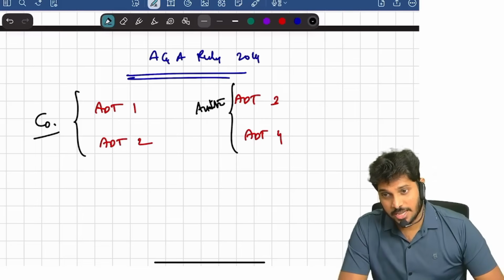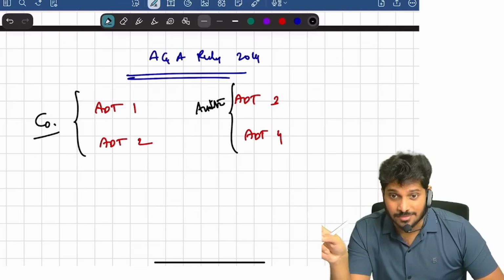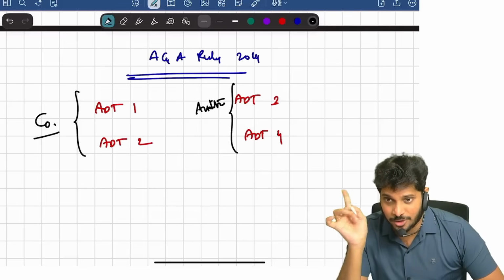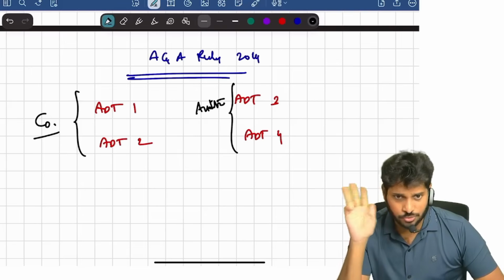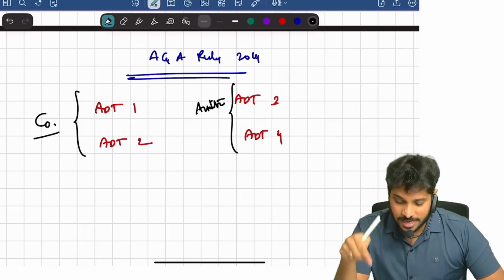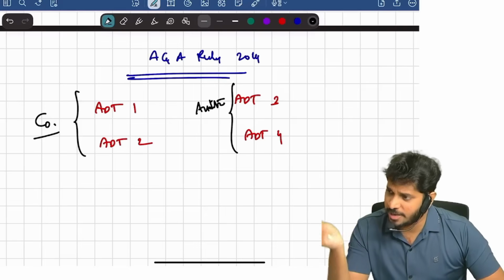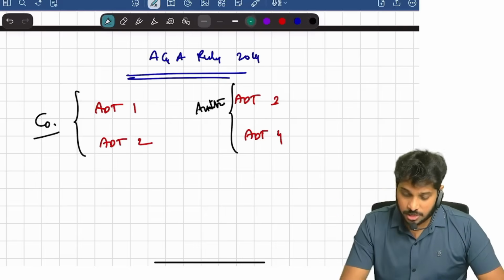You remember CRA 1, 2, 3, 4? In CRA 3, the auditor will not file anything. The auditor will only prepare the form and then give it to the company. All of these are filed by the company directly. Whereas here, ADT 1 and 2, the company will prepare and the company will file. ADT 3 and 4, the auditor will prepare and the auditor will file. These are all important for MCQs.